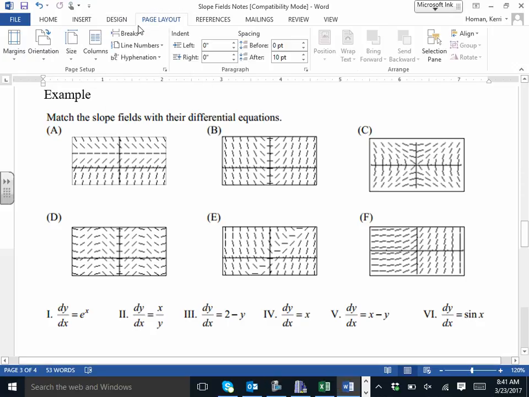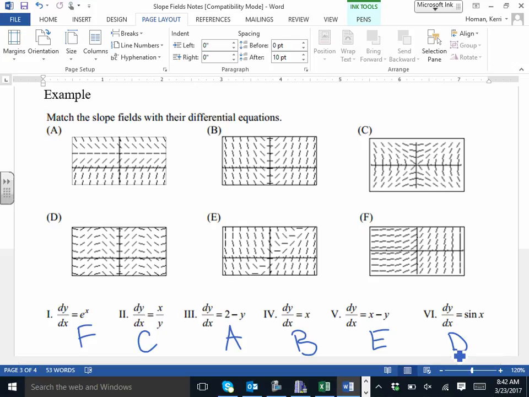All right, your answer should be number 1 matches with F, number 2 matches with C, number 3 matches with A, 4 B, 5 E, and 6 D. Any discrepancies there?